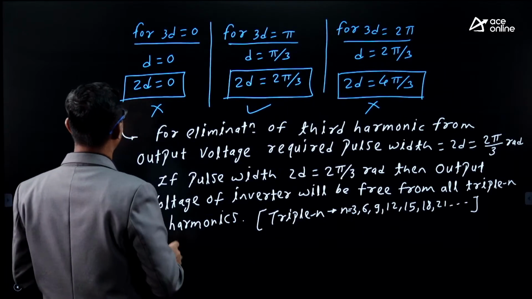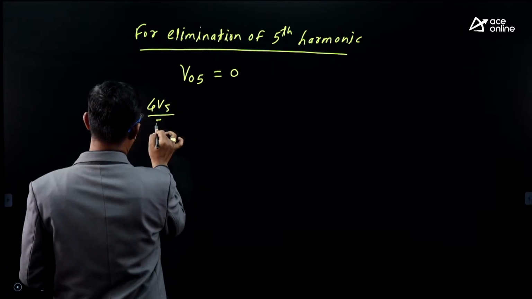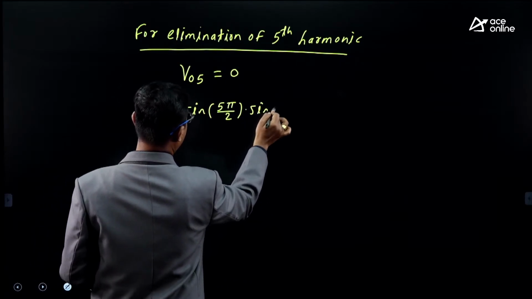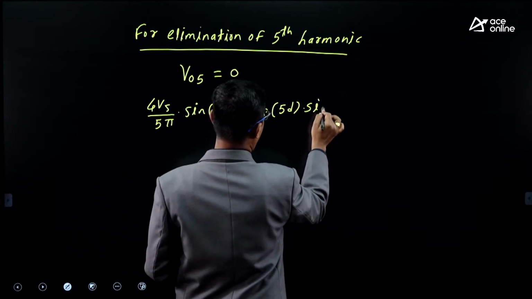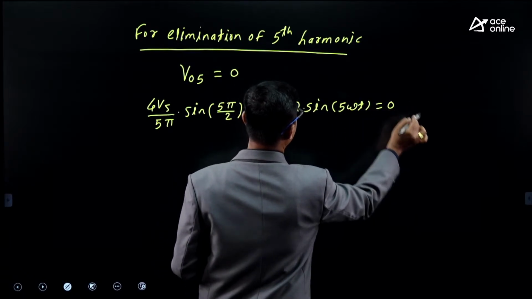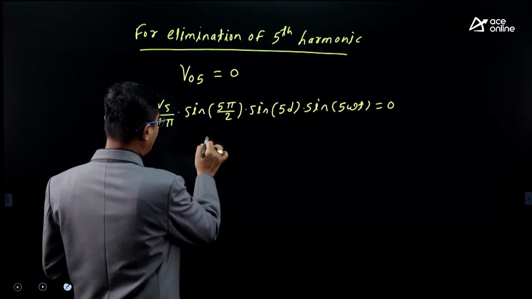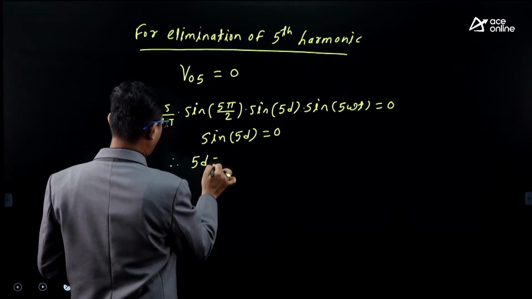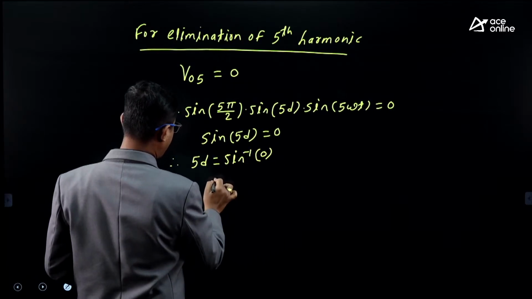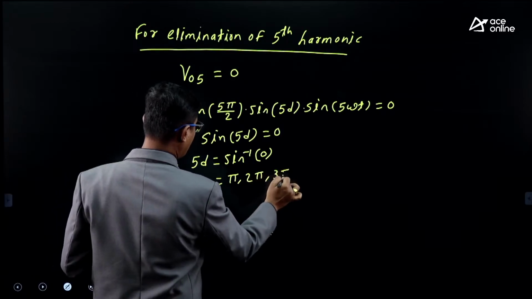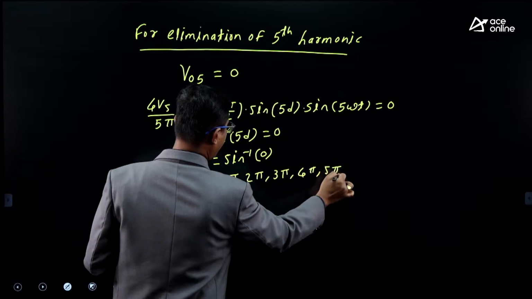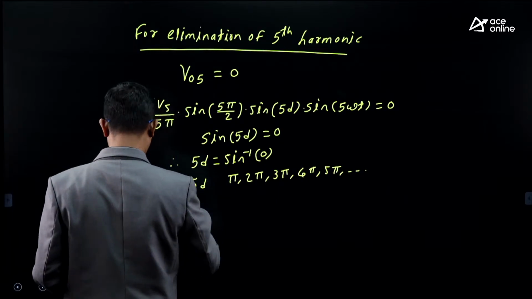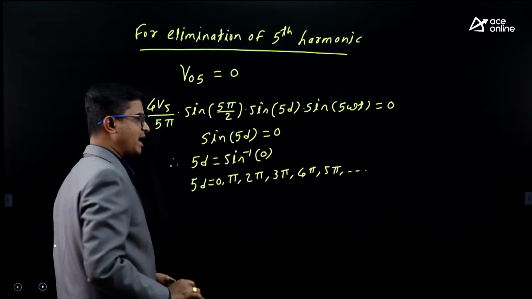This is V05. So let me write 4 Vs upon 5 pi into sine of 5 pi by 2 into sine of 5D into sine of 5 omega t is equal to 0. If the right hand side is required to be 0, then sine of 5D should be equal to 0. So therefore 5D is equal to sine inverse of 0, which is equal to pi, 2 pi, 3 pi, 4 pi, 5 pi and so on. Sorry, 0 is also present. Sine inverse of 0 is 0, so we also write 0, pi, 2 pi and so on.